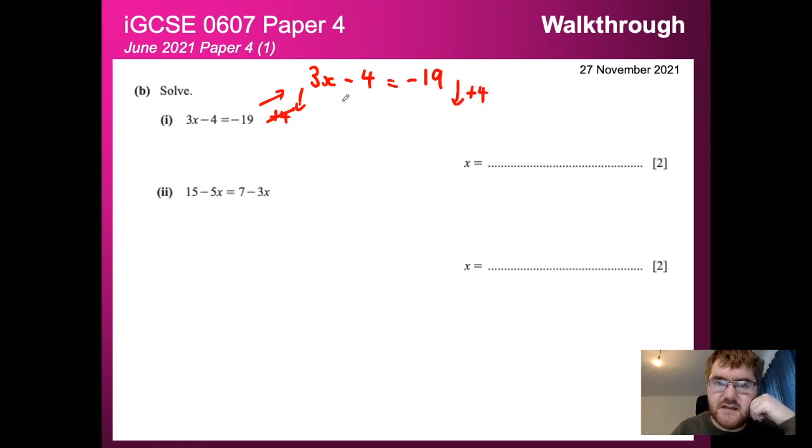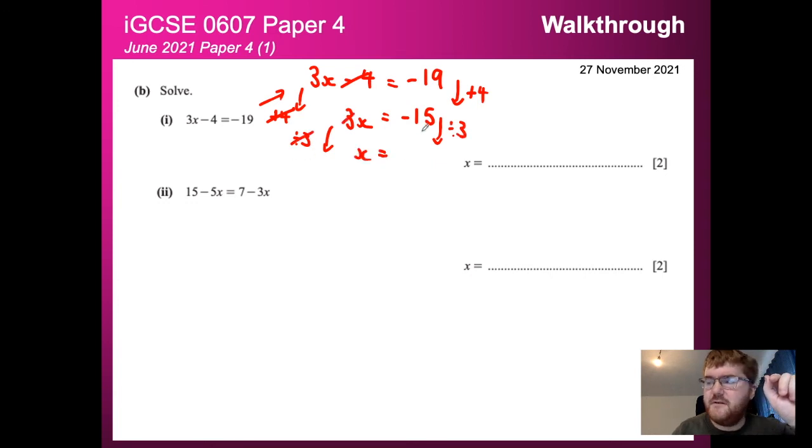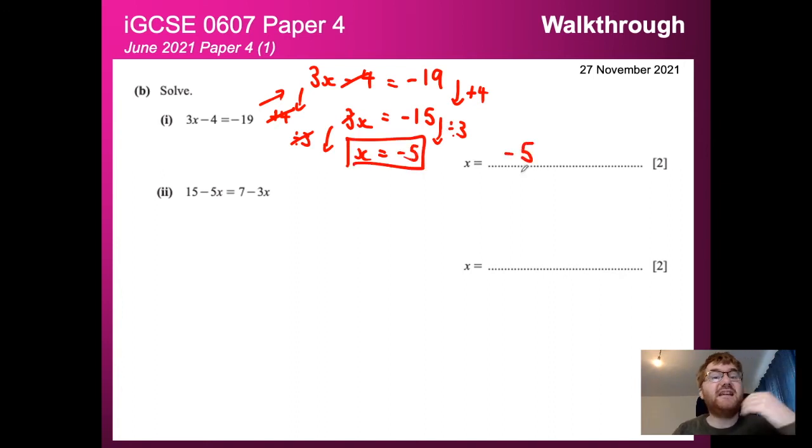So this cancels here, leaving us with 3x. Minus 19 plus 4 is equal to minus 15. Know your negative numbers. And then what's the opposite of timesing by 3? Well, divide by 3 on both sides, leaving us with the answer of minus 15 divided by 3 is equal to minus 5. Just showing clear working, making sure you take your time is really important with these questions.